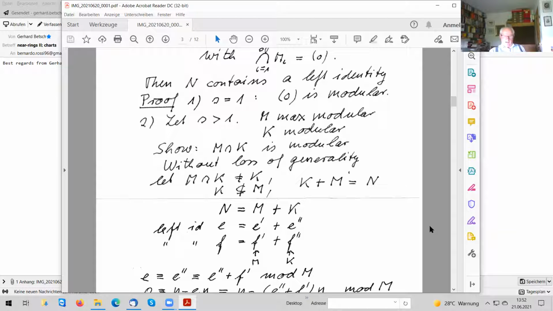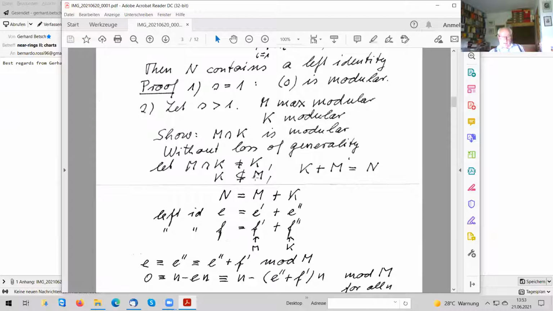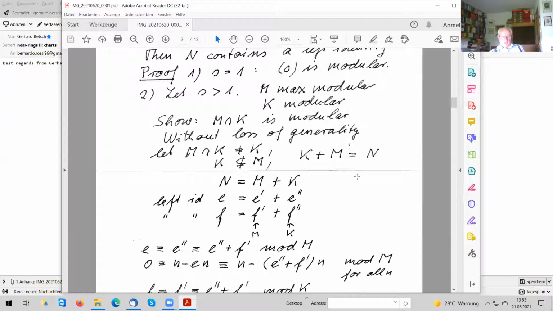That means that the left identity E, this should be the left identity modulo M, and this the left identity modulo K. E has a decomposition E prime plus E double prime, and also F has a decomposition. You see, these two are supposed to be in M. These two are supposed to be in K. And F has the same decomposition.